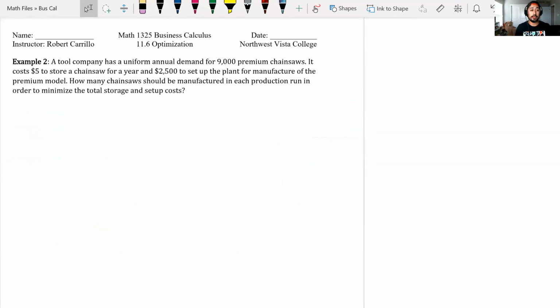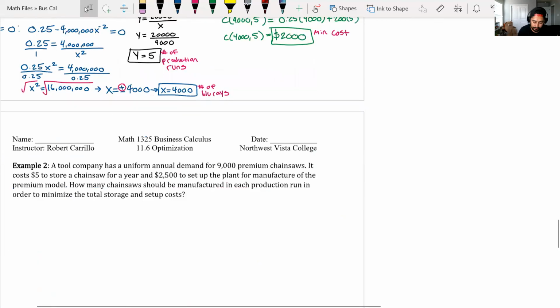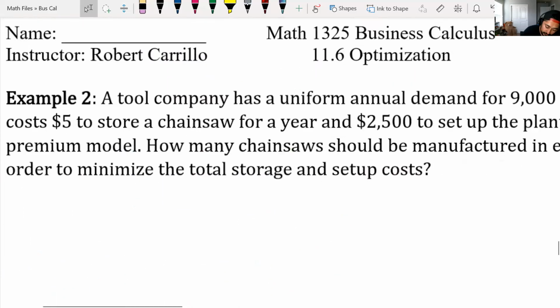So the next one, we're going to handle the same way. A tool company has a uniform annual demand for 9,000 premium chainsaws. It costs $5 to store a chainsaw for a year and $2,500 to set up the plant for manufacture of the premium model. How many chainsaws should be manufactured in each production run in order to minimize the total storage and setup cost? Okay. First thing is find storage and setup cost. So that's where we begin.